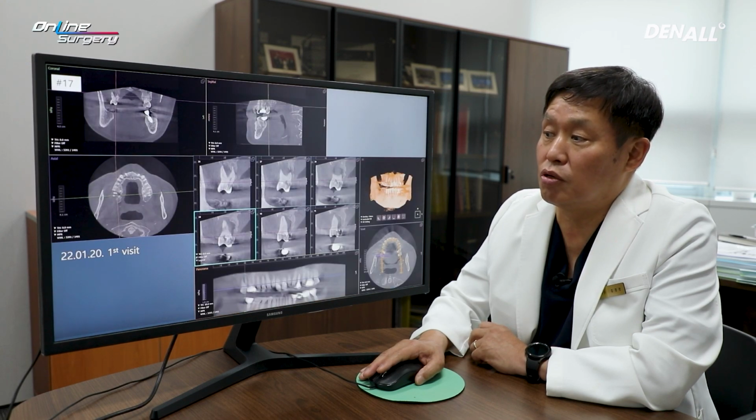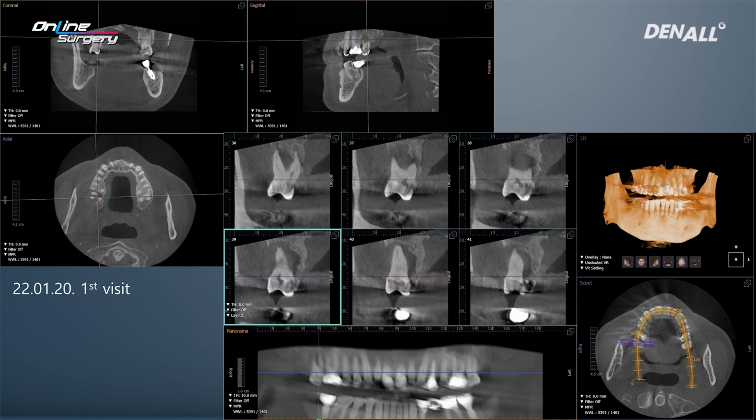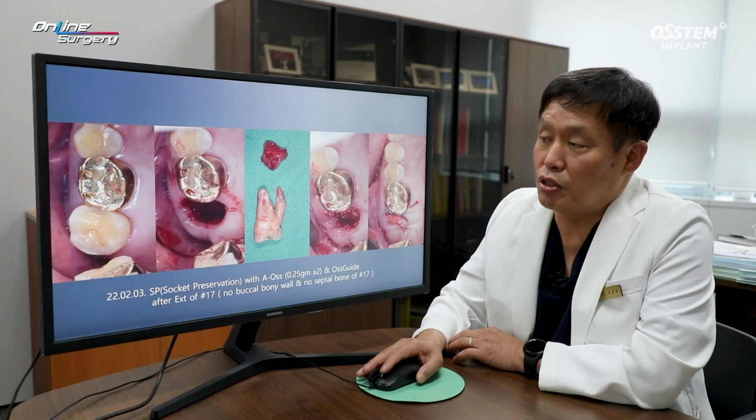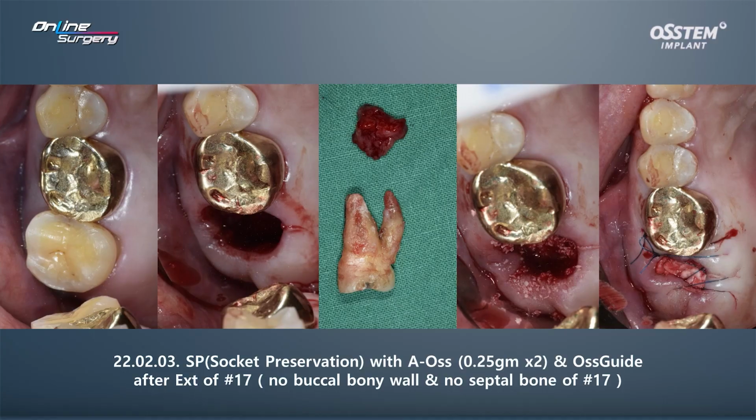If you look at number 17, this is the CBCT. The entire buccal bony wall was gone and significant alveolar bone destruction was observed. So this was at the time of extraction after removing number 17 and the granulation tissue on the buccal side. There was no wall whatsoever, and the septal bone itself between roots was gone as well. Socket preservation was done using AOS particle bone, and OssGuide was used on top.